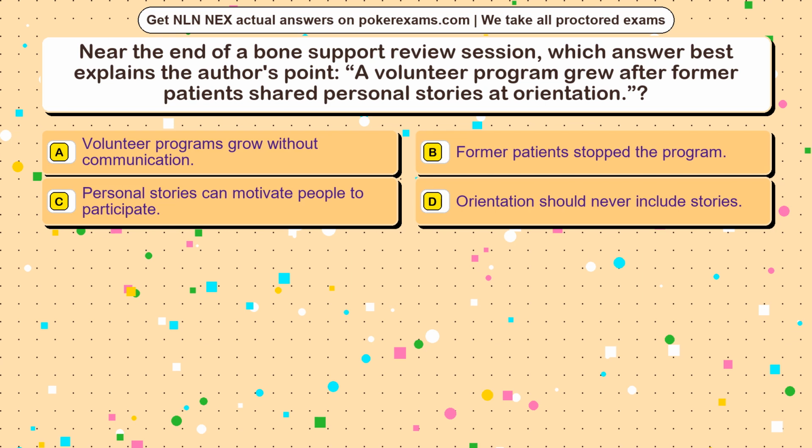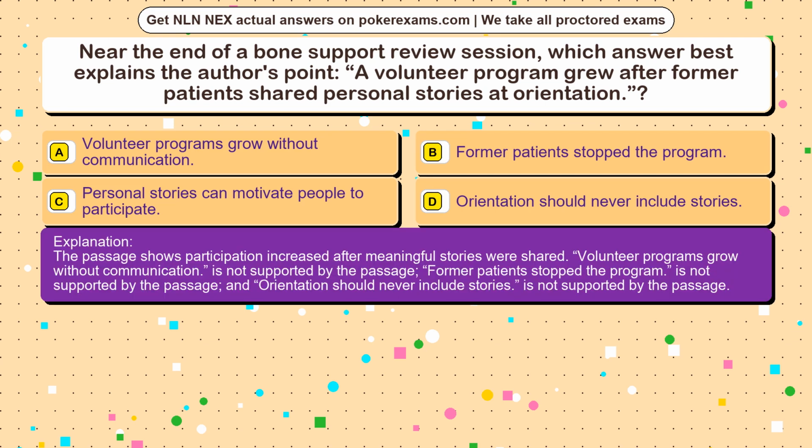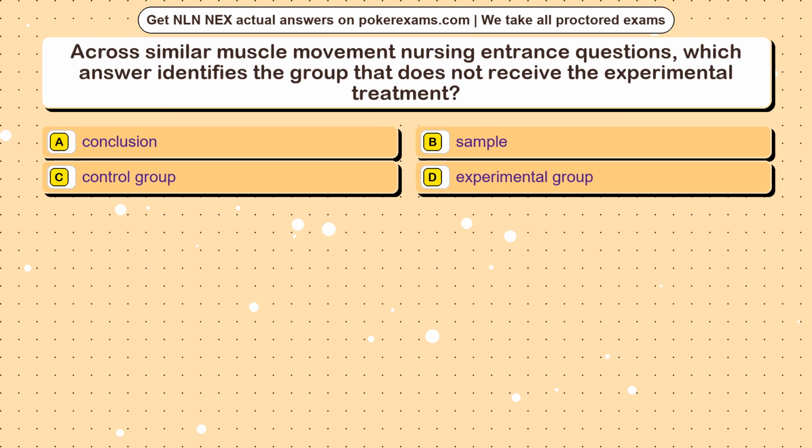The correct answer is option. The passage shows participation increased after meaningful stories were shared. Volunteer programs grow without communication is not supported by the passage. Former patients stopped the program is not supported by the passage, and orientation should never include stories is not supported by the passage.